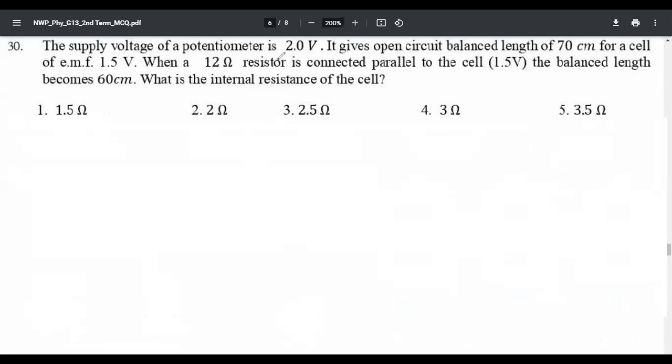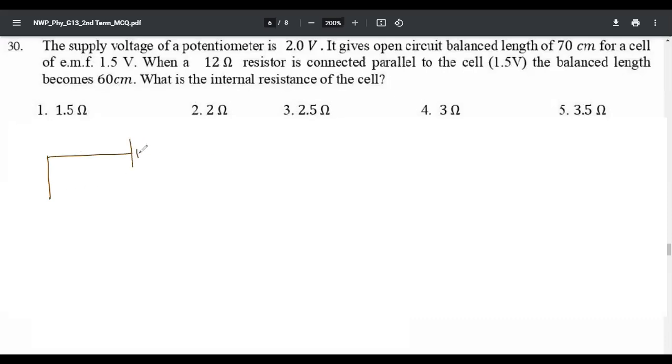The supply voltage of the potentiometer is 2 volt. It gives an open circuit balance length of 70 centimeter for a cell of EMF 1.5 volt. When a 12 ohm resistor is connected in parallel to the cell, the balance length becomes 60 centimeter. What is the internal resistance of the cell? Okay, this is again for the people who have done potentiometer. If not, you will not understand a thing.